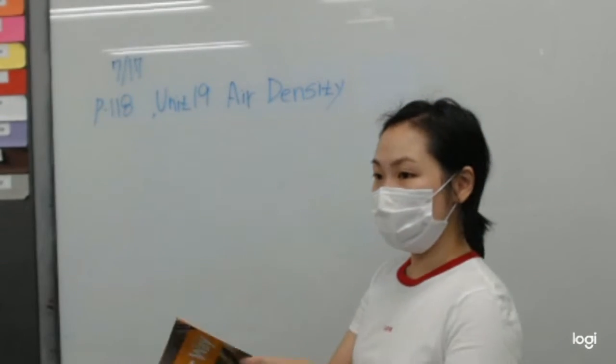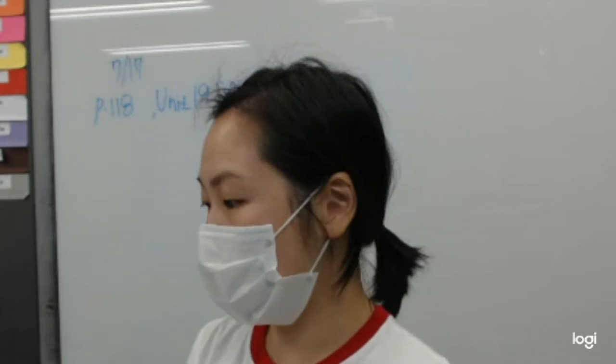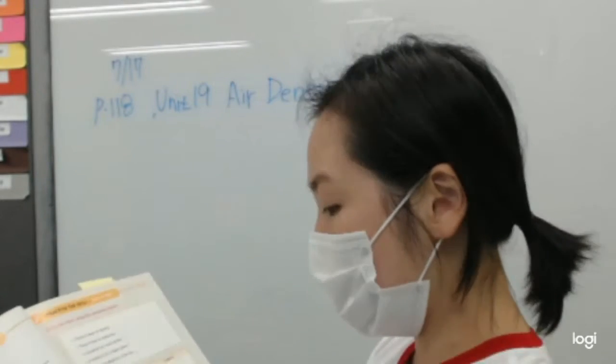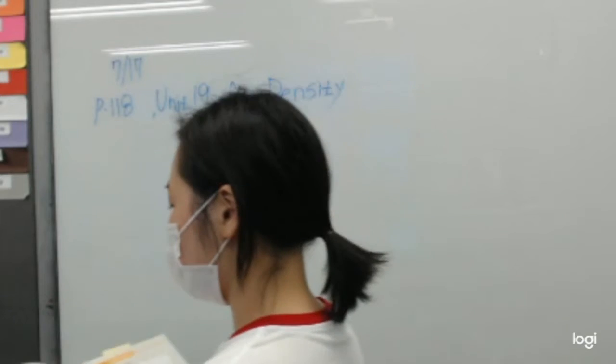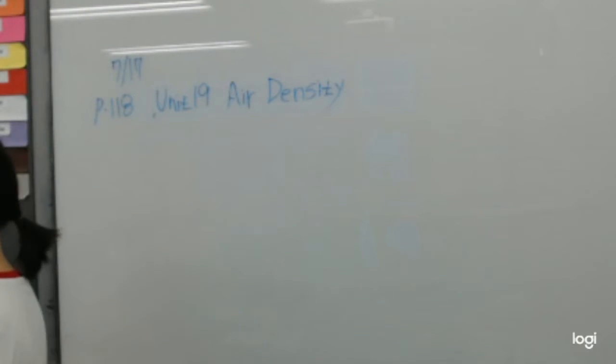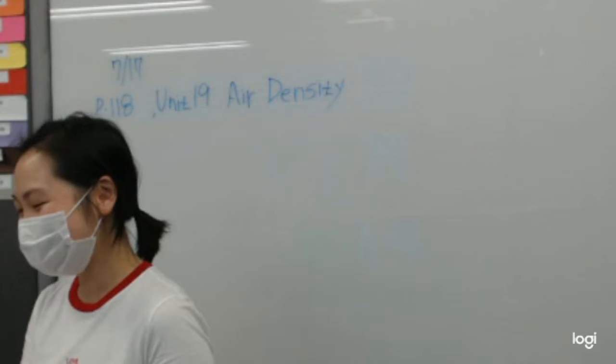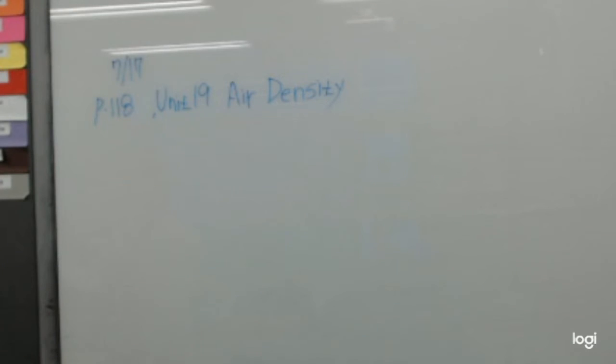Okay, guys, we are going to check the homework. Unit 19, page 118, right? Good. So guys, it's about air density. It's not easy to understand, right? It was a little bit very difficult. So Dorothy, let's check the answer together.